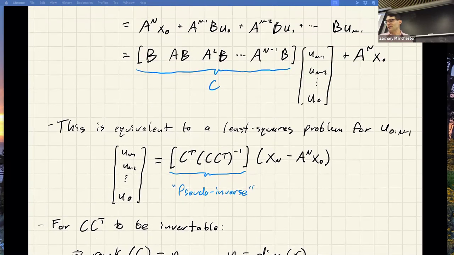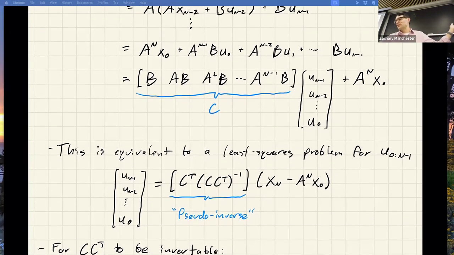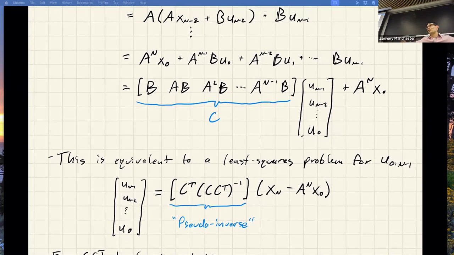So I just wrote this out. If I start at some x naught and I simulate forward some number of time steps and I get to some xn, that's an arbitrary number of time steps, right? And I wrote down this least squares problem to solve for all the u's. So this is an arbitrary length of time, right?